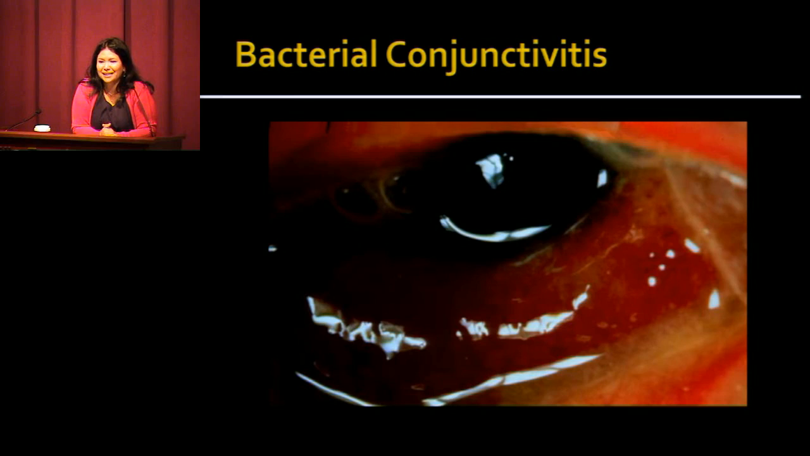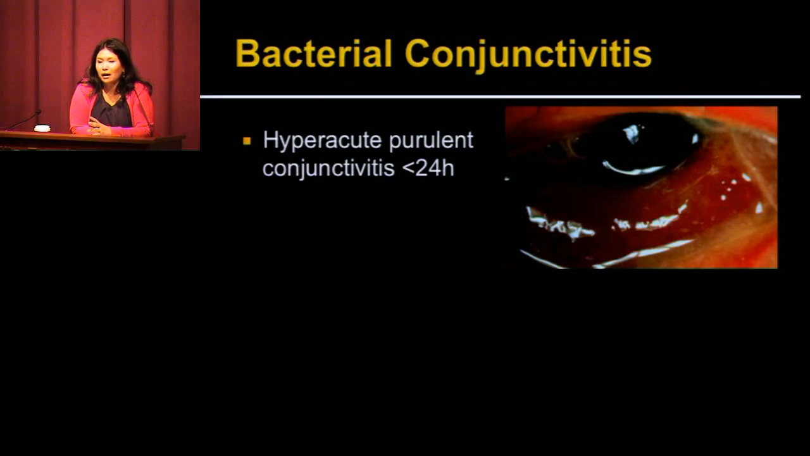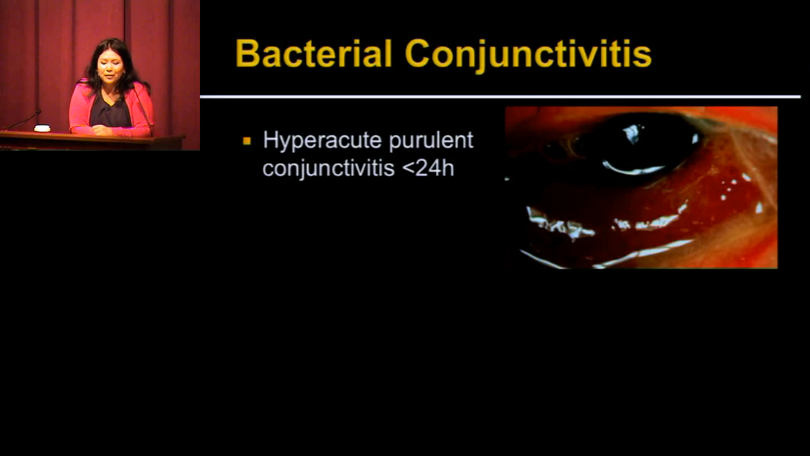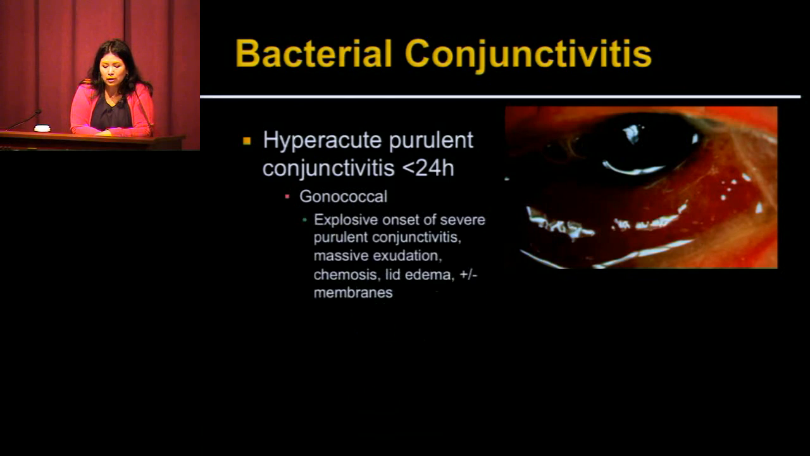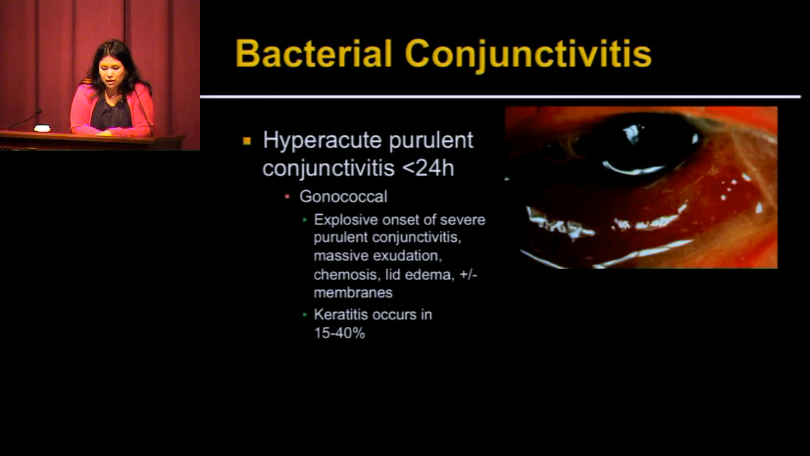But this one here, you guys have a lot of edema, discharge. Exactly. So hyperacute purulent conjunctivitis, less than 24 hours, usually young, probably male, who comes in complaining of sudden onset of redness, pain, swelling, discharge, maybe blurred vision. Your usual suspect is gonococcal. You have an explosive onset of this conjunctivitis with massive exudation.